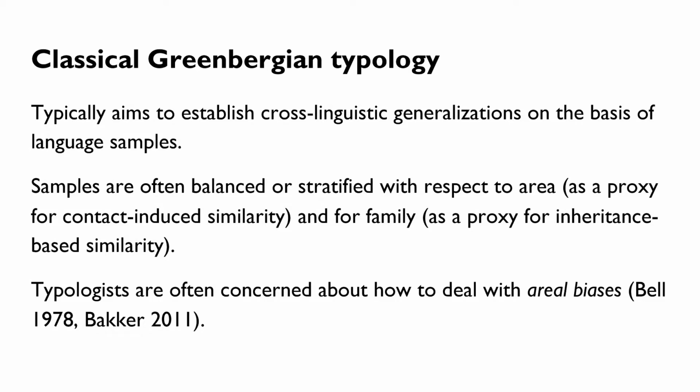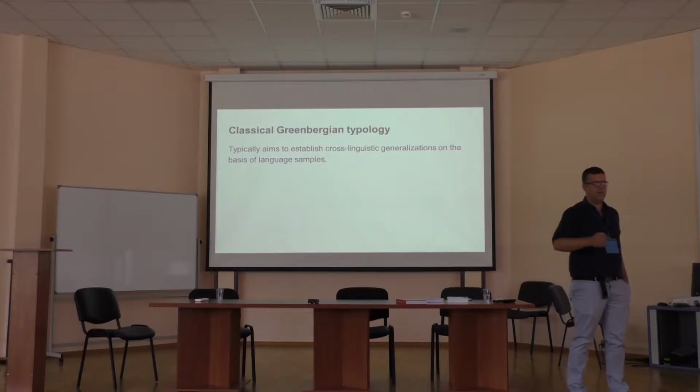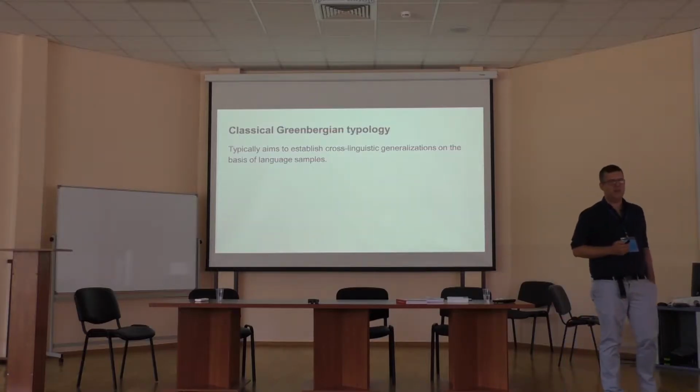Okay, so just a few words about the place of language contact in language typology. As you all know, the classical Greenbergian approach is to try to get rid of it, to try to nullify it. And how do you do this? You build a balanced sample, right? So you really care about not having all of your languages from the same area, not having your languages from the same family, and so on. And these are balanced or stratified samples.